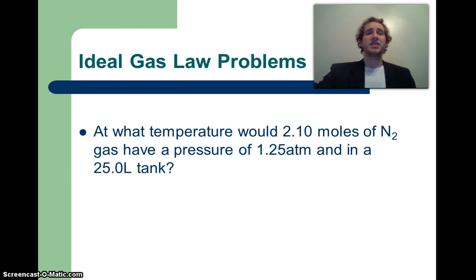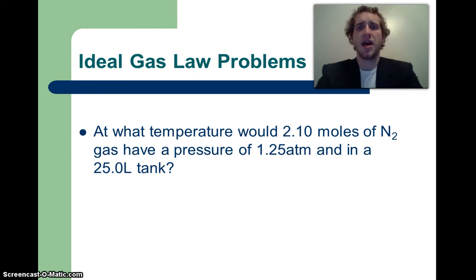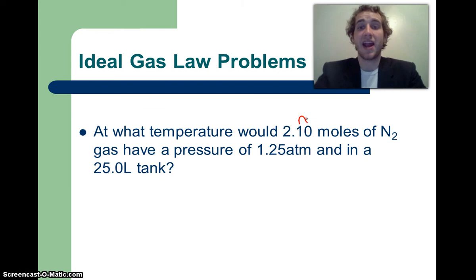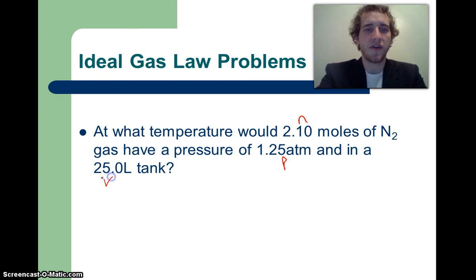Okay, so let's say we want to know what temperature 2.10 moles of nitrogen gas would occupy if it has a pressure of 1.25 atmospheres in a 25.0 liter tank. Well, let's think for a second here. We've got moles in our gas law formula. That was our n. We've got atmospheres, which measures the pressure. Liters measures the volume. We are looking for the temperature, so that is our variable.